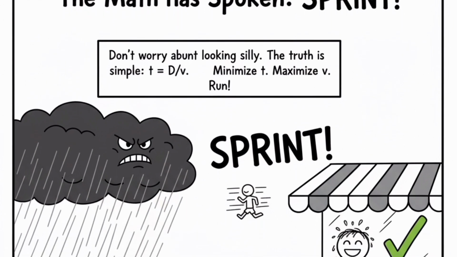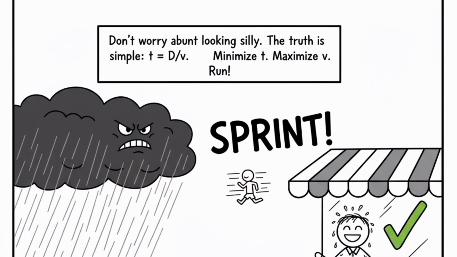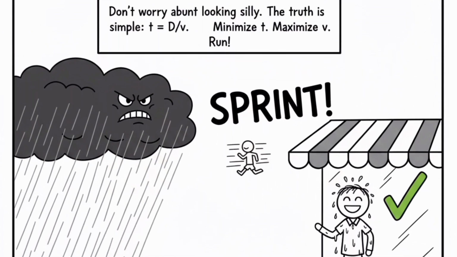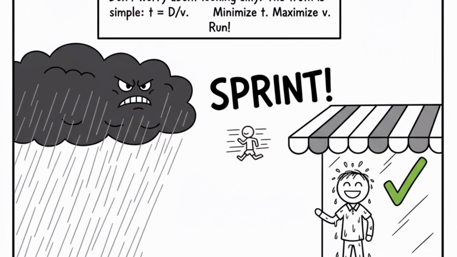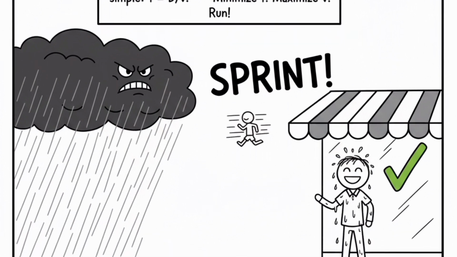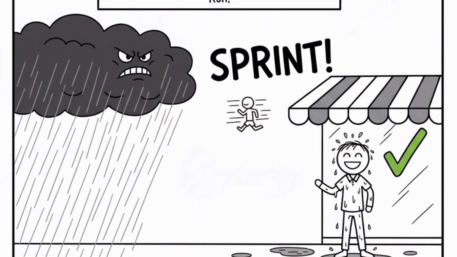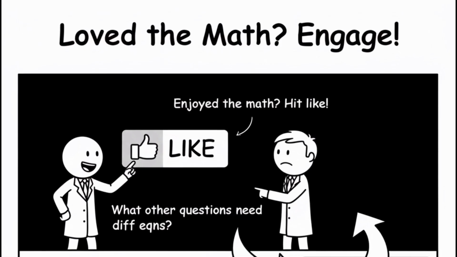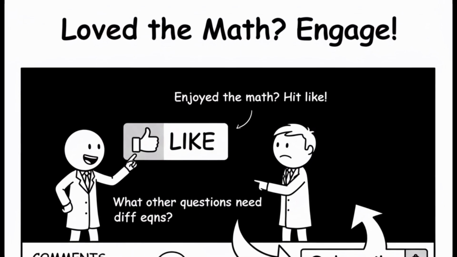So, the conclusion. The next time you hesitate in the rain, don't worry about philosophy. Don't worry about looking silly. Just remember the simple truth. Time equals distance over velocity. And always remember that time is inversely proportional to the velocity. Minimize the time, maximize the V. The math has spoken. Sprint! Come on, guys, sprint. Whenever you see that the rain is coming, just sprint.